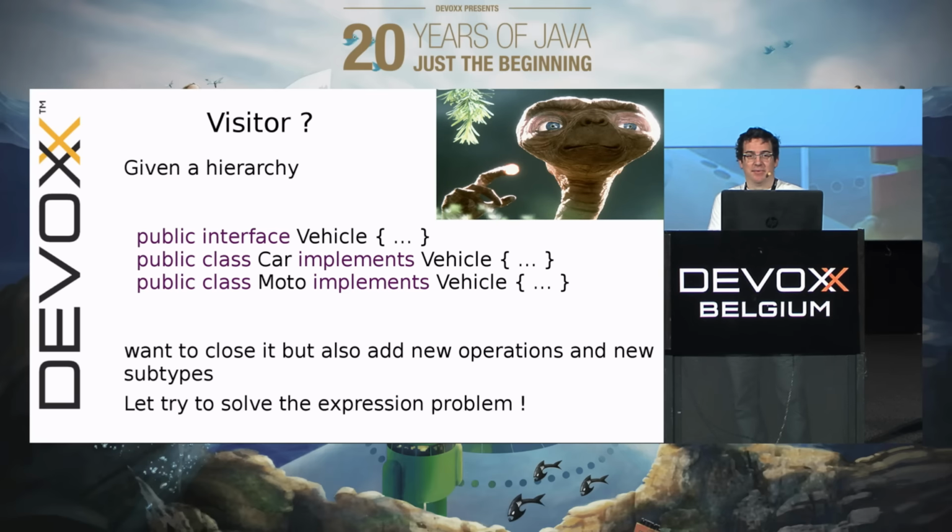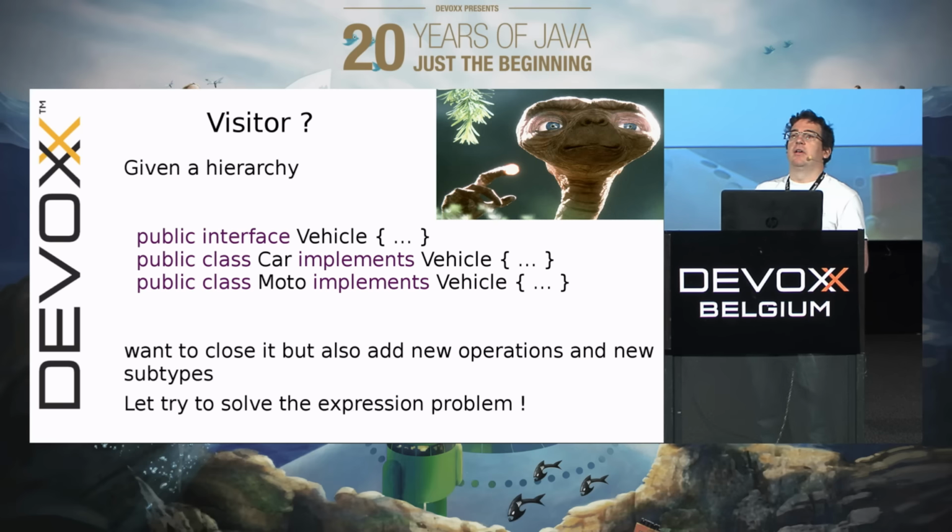So, visitor pattern. The idea of the visitor pattern is I have a hierarchy and this hierarchy is closed, which means someone else develops this hierarchy and he doesn't want me to add new classes in that hierarchy but allows me to implement operations on that hierarchy. And this is the design pattern of the Gang of Four. Technically, we want the Graal. And the Graal is to be able to either add a new subtype or add a new operation.